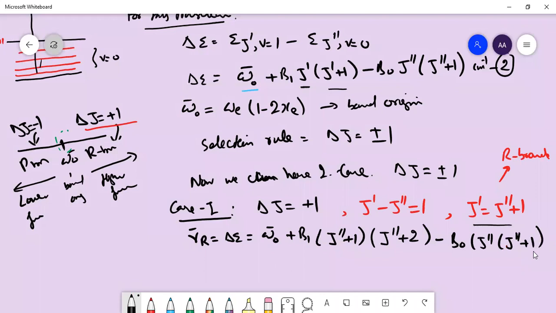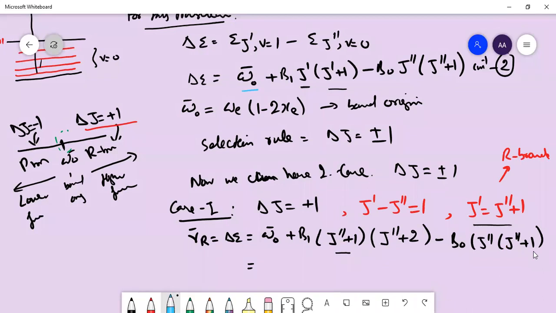So what I have done here is simply expanded this equation. Now let's try to solve this equation so that we can get an equation for the R branches. Now what I will do here is I will take J''+1 as common.